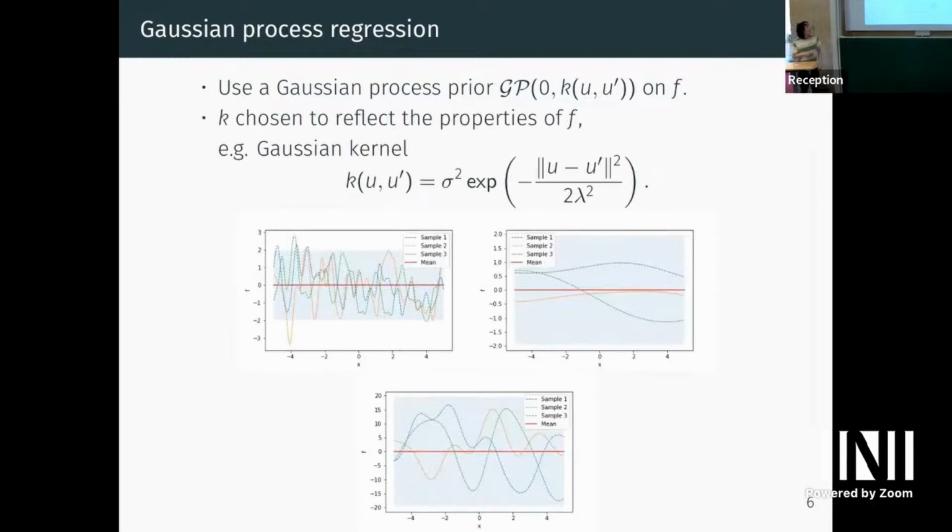So this K, this kernel, reflects the properties of the function, or we hope that it's going to reflect them. For instance, this is a Gaussian kernel, which is also the Matern kernel with a regularity parameter of infinity. So this means that the sample smoothness, and you can see here that we just played around with the variance sigma squared and the length scale lambda.